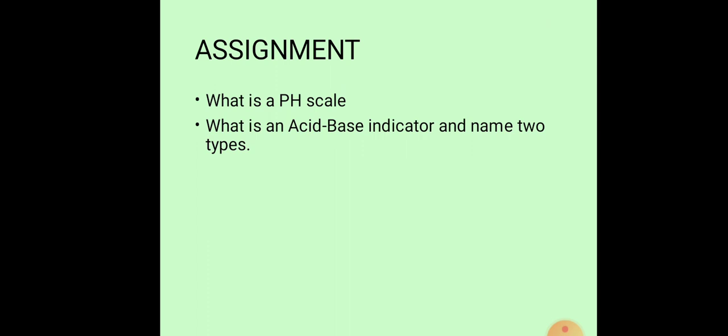The assignments for this week go thus. Number 1, what is a pH scale? Number 2, what is an acid-base indicator? And name any two of these indicators which you know. This will help you to prepare for the next class.